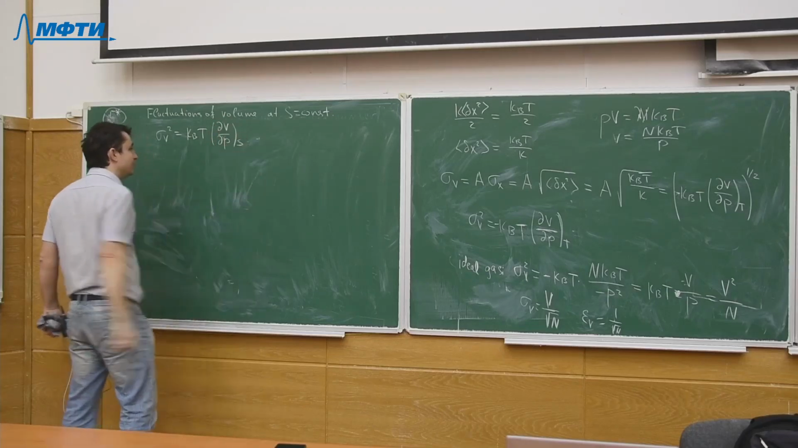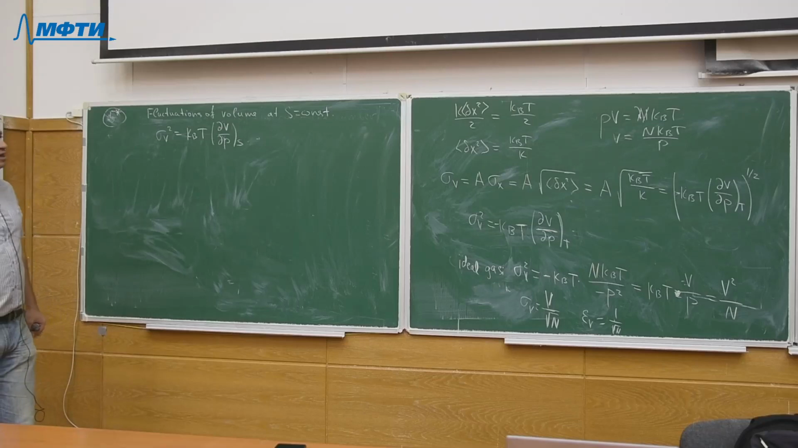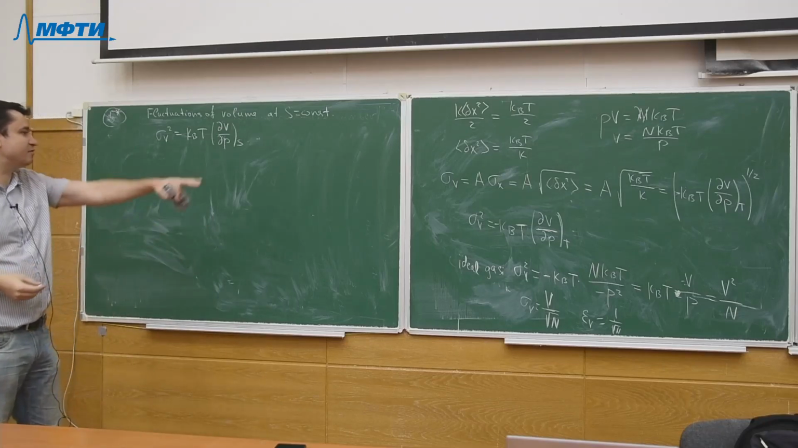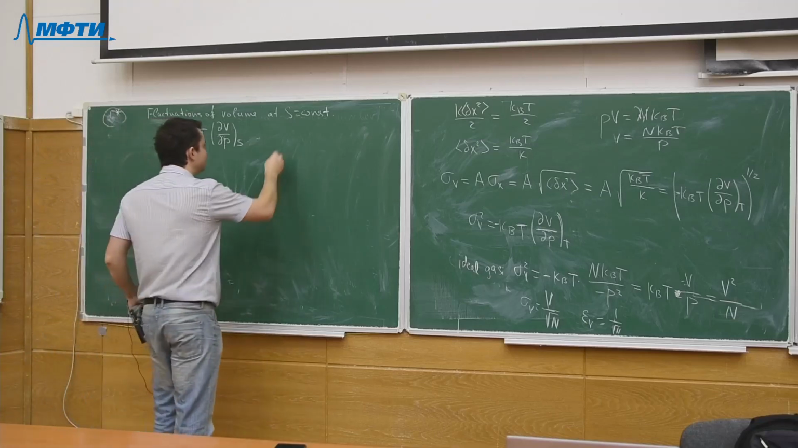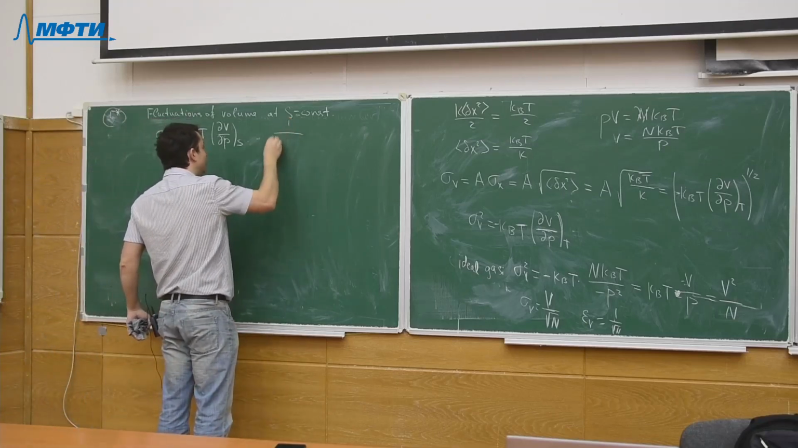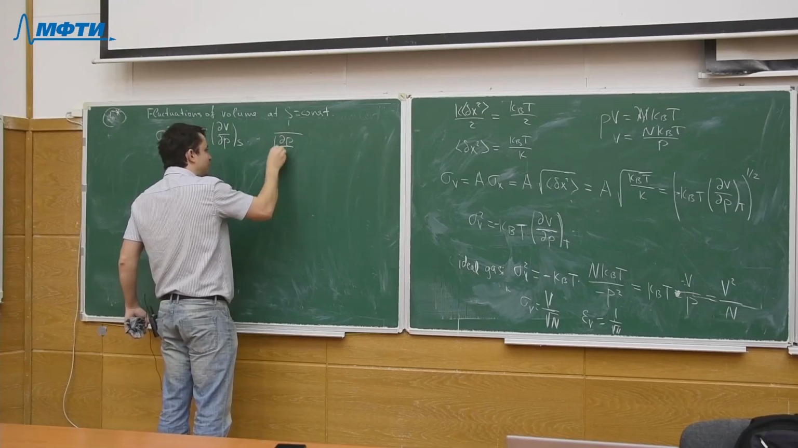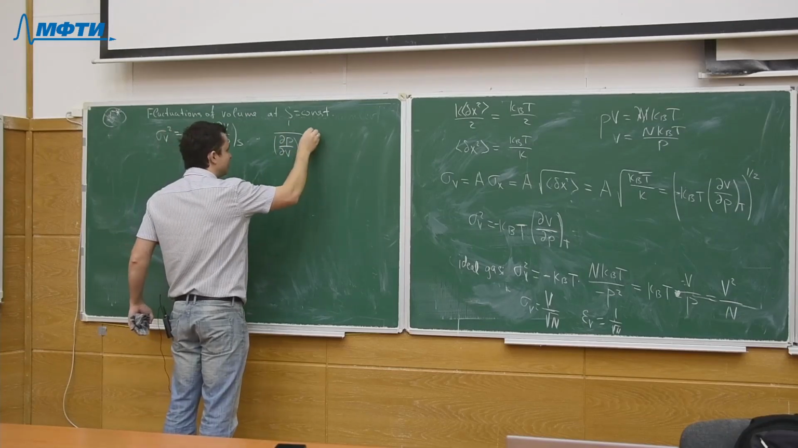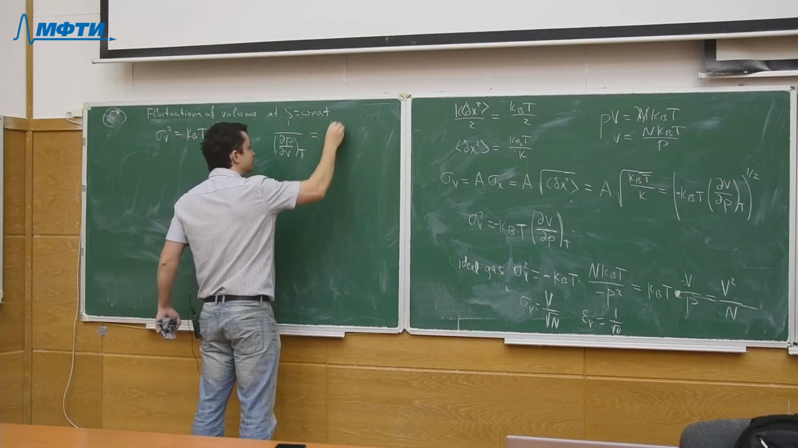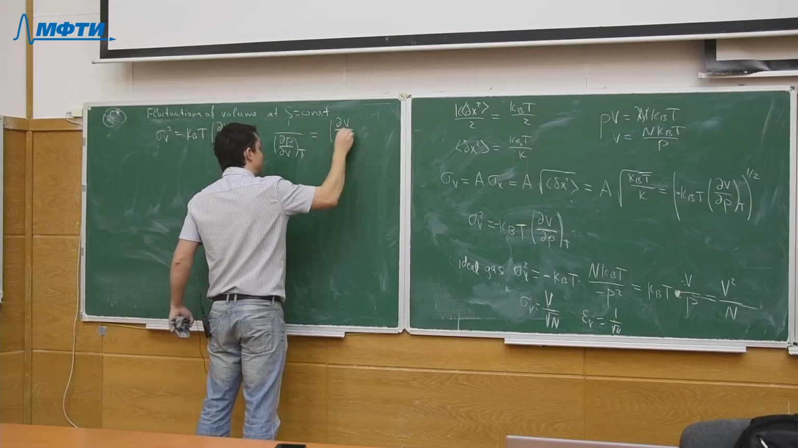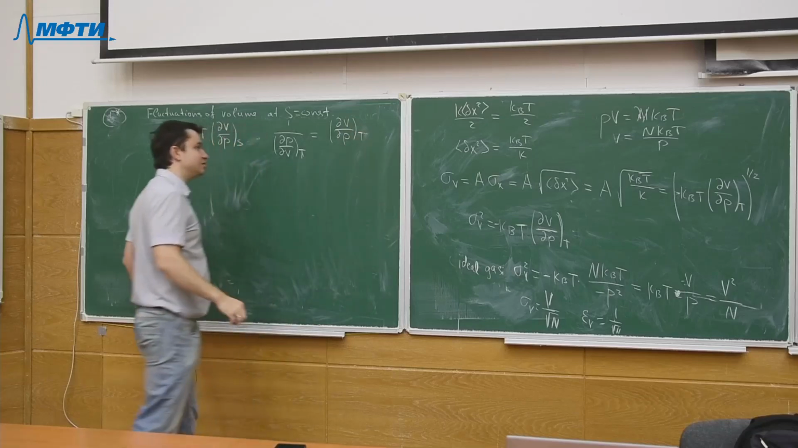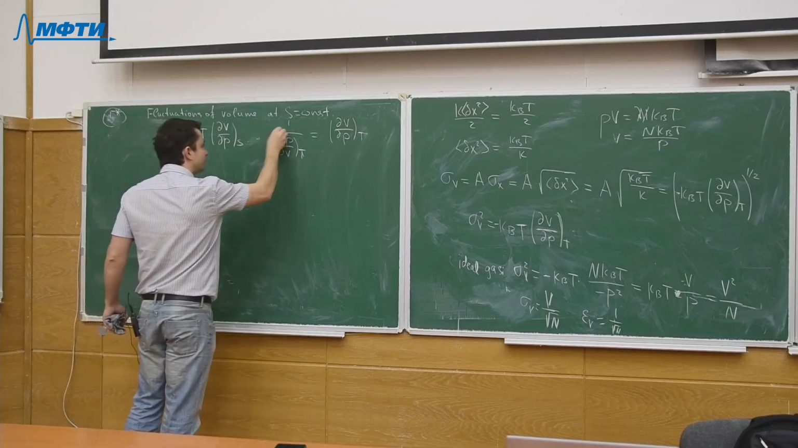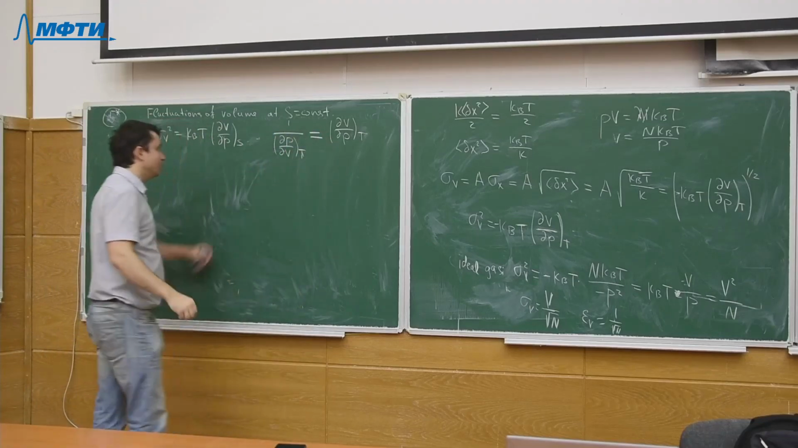at constant entropy. And please keep in mind that, while I have not given much attention to this, during the derivation I have used the fact that 1 over the partial derivative dP over dV at constant temperature is equal to dV over dP at constant temperature. I assume that this is something obvious for you. And here I have used it too.